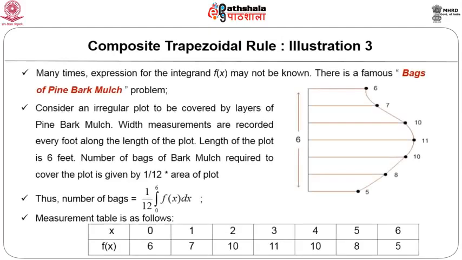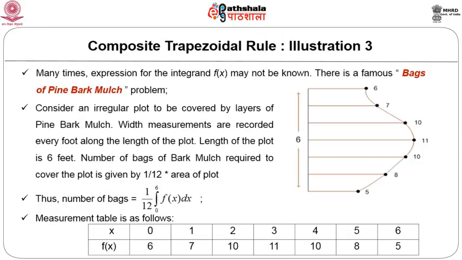rule. A very famous example of it is the famous bags of pine bark mulch problem. I am just presenting a very simplified version of this problem here. It is about a plot of land behind the bungalow, and that is to be covered with mud with a particular amount of thickness. The bags of mud come in some sizes, and so it is found that the number of bags required is 1 by 12, from the calculation of the size of the bag and from the thickness of the layer of the mud required. The number of bags is 1 by 12 into the area of the plot.